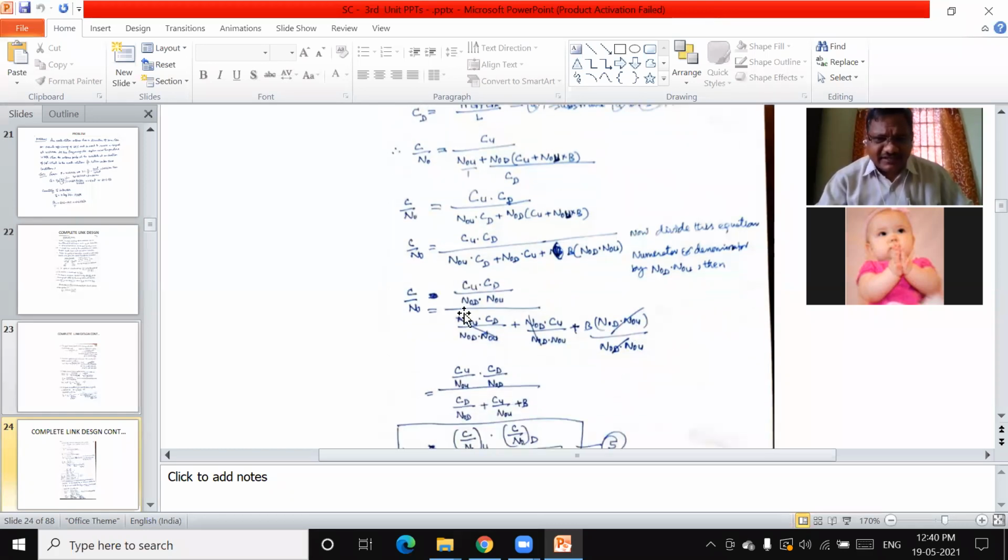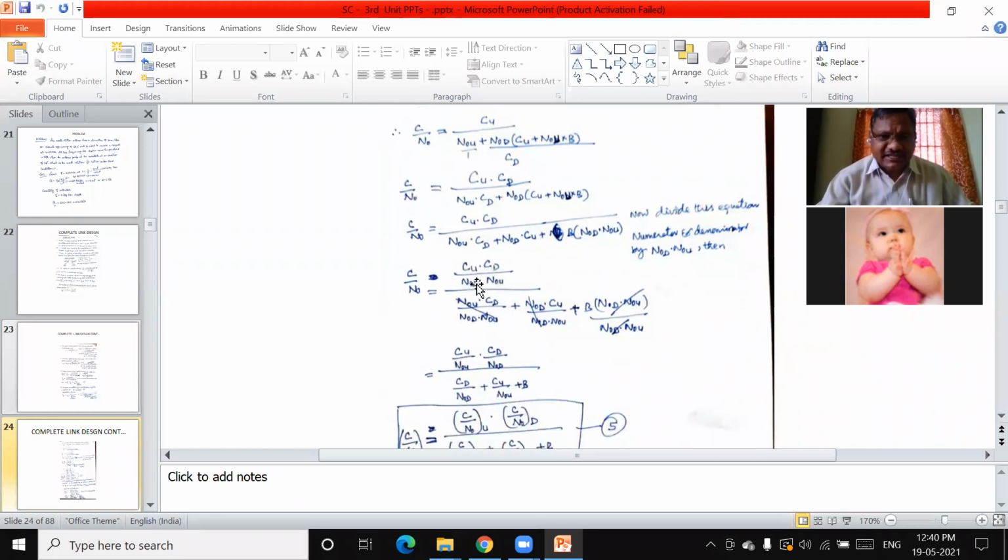So now what happens here, I have already done. CU CD by NOD into NOU by NOU CD by NOD into NOU plus NOD CU by NOD into NOU. Here it cancels and B remains. The same term numerator is the same, denominator is this NOU; here NOU cancels and CD by NOD. Here NOD gets cancelled and CU by NOU, CU by NOU plus B.